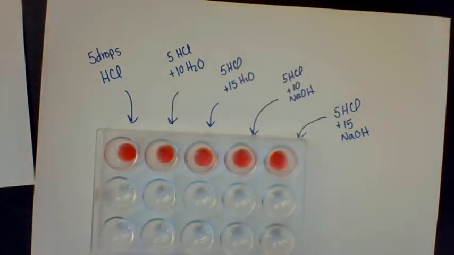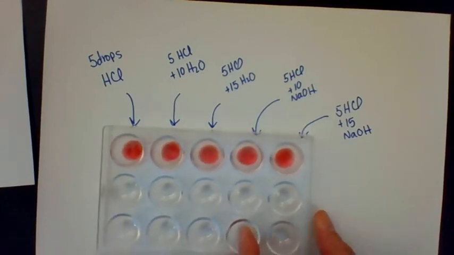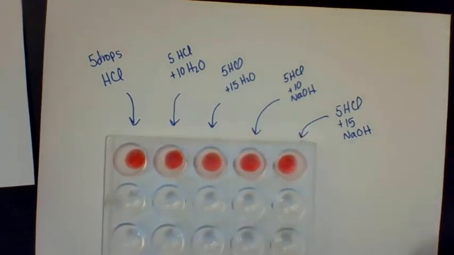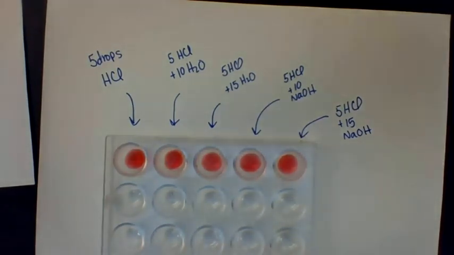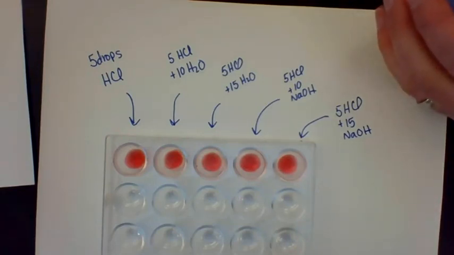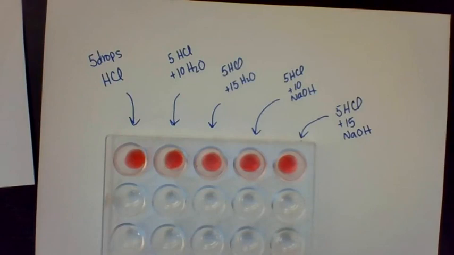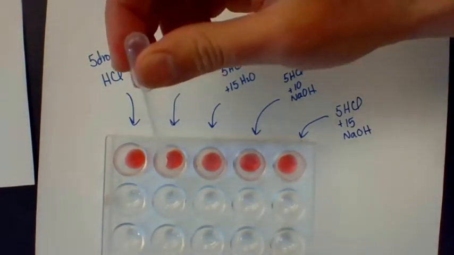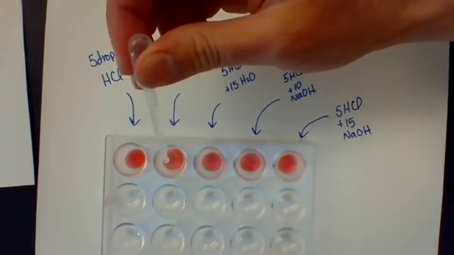So we can see, remember, universal indicator is kind of a rainbow scale. The red side of things is acidic. The blue-purple side is basic. And what we're going to do is we're going to see the impact of adding water and the impact of adding sodium hydroxide, which is a base. So first I've got a little beaker of water here. I'm going to try adding a little bit of water. So if I add 1, 2, 3, 4, 5, 6.